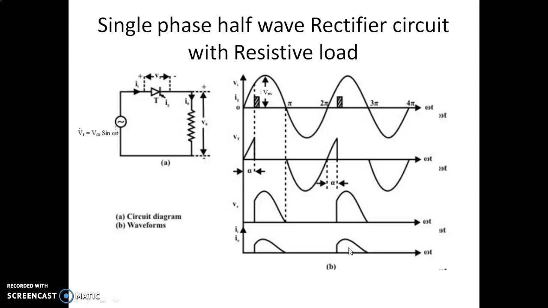That is all about the waveforms of the single phase half wave rectifier circuit with resistive load. Single phase half wave rectifier circuit means the input is a single phase supply and it is a half wave rectifier circuit. Only in the positive half cycle we are getting the output. So it is called a half wave rectifier circuit with resistive load.